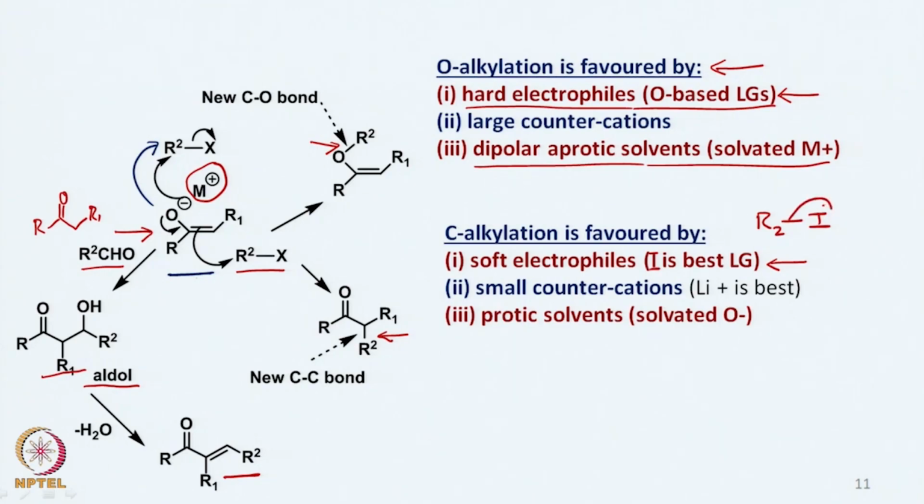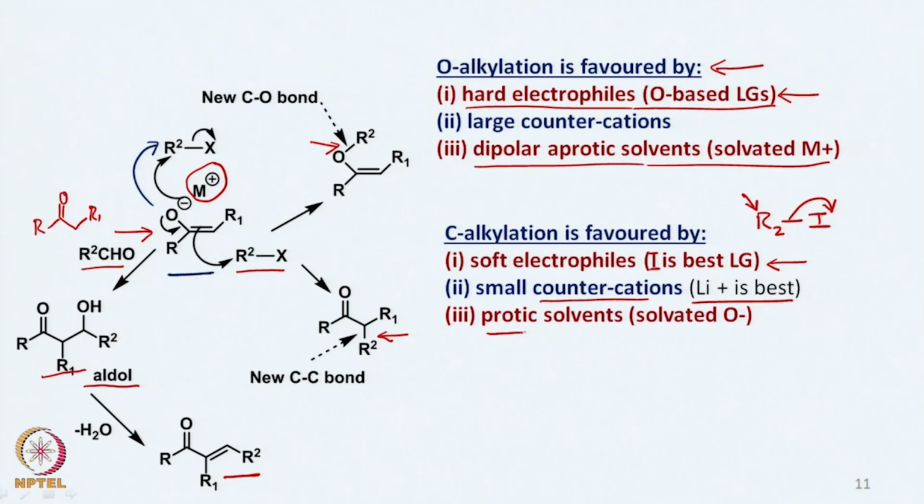So this is a leaving group which is a very soft electrophile. This is a soft electrophile, and therefore if we have I as a leaving group, then it is easy. At the same time, if we have a small counter cation, say for example lithium plus, because it sticks to the oxygen, the negative charge on the oxygen is not easily available for electrophiles to attack, and therefore the double bond attacks rather than the O minus attacking.